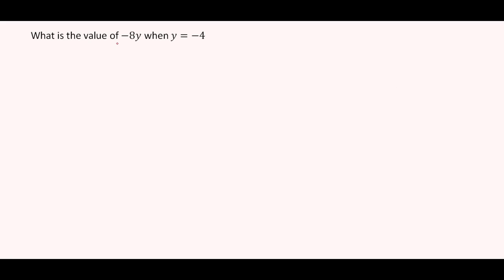What is the value of minus 8y when y equals negative 4? So minus 8y is the same as minus 8 multiplied by y. So y equals negative 4, then negative 8y is equal to negative 8 multiplied by negative 4, which is going to give you positive 32.